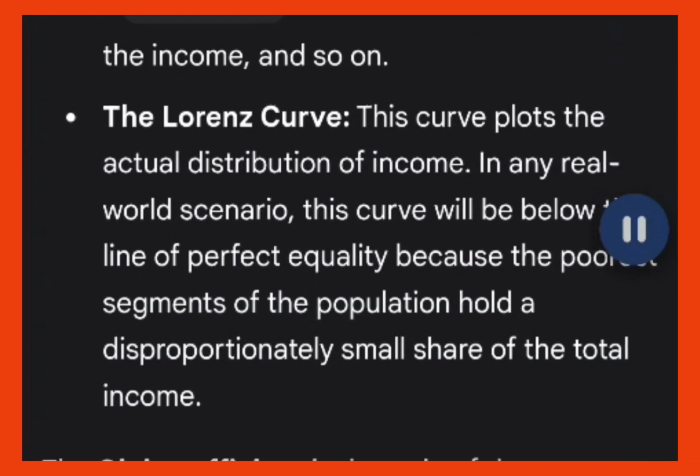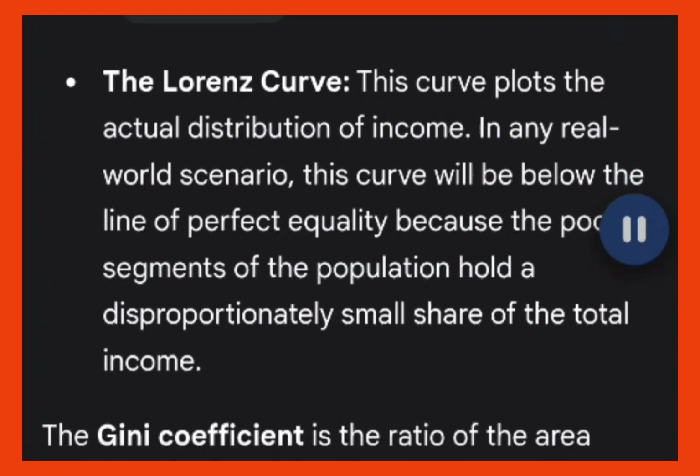The Lorenz curve. This curve plots the actual distribution of income. In any real-world scenario, this curve will be below the line of perfect equality because the poorest segments of the population hold a disproportionately small share of the total income.